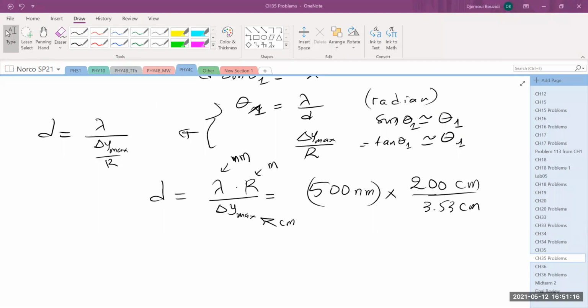We have 500 times 200, that's what? 10,000? No, it's 100,000. So 500 times 200 divided by 3.53, in nanometers, okay? So this answer is 28,300 nanometers. We have 3 sig figs, so it's 28,000.